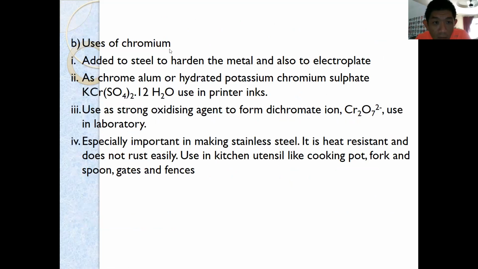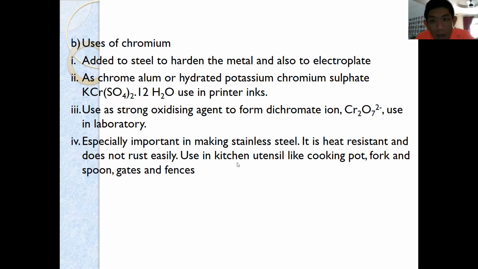Okay, so uses of chromium, as we mentioned just now: added to steel to harden the metal and also to electroplate. Chrome alum is used in printer ink. It is also used as an oxidizing agent in the form of chromate, Cr2O7 2-, used in the laboratory, and it is especially important to make stainless steel. It is heat resistant and does not rust easily. It is often used in kitchen utensils like cooking pots, forks, spoons, gates, and fences.